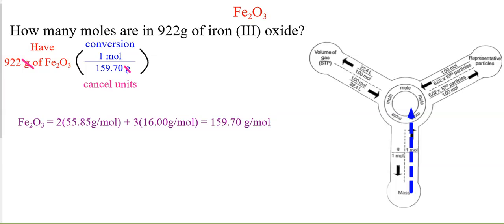So cancel the units that cancel. The grams cancel off, so the mass unit cancels, and then you just do some math. 922 times 1 divided by 159.7, and you'll end up with, to 3 significant figures, 5.77 moles of iron 3 oxide. So that's how you do that.